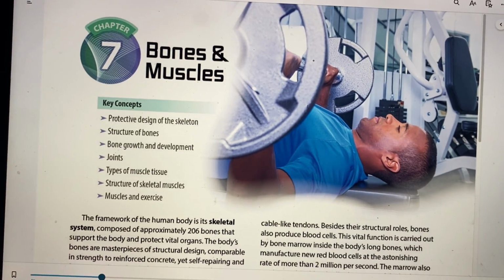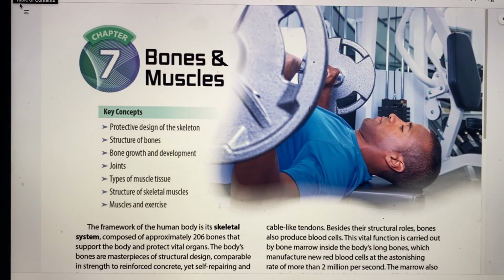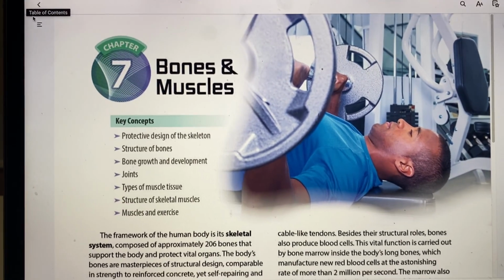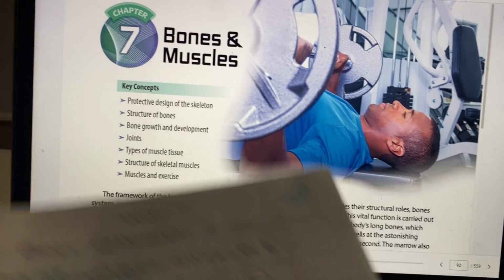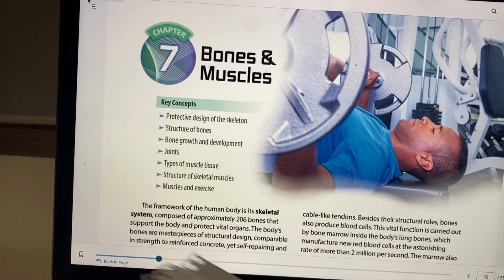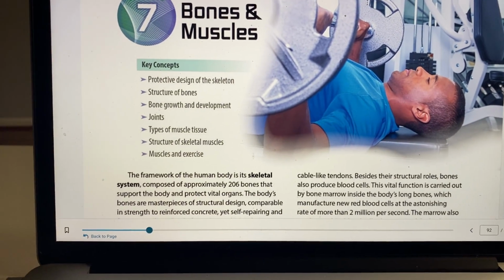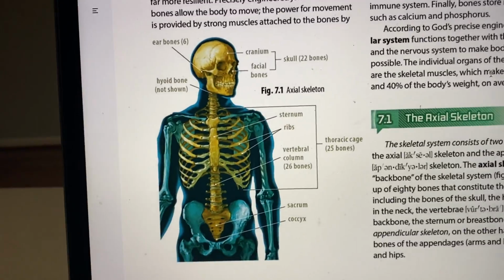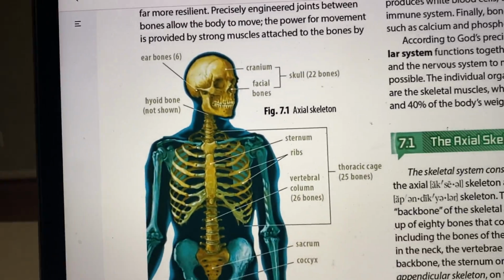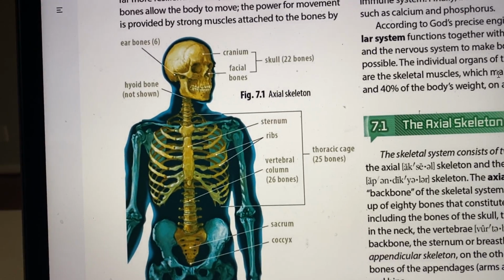So here we're talking about the skeleton. You see right there the skeletal muscles, and of course we have this picture of a guy lifting weights, which makes our bones and muscles stronger. So let's get going. Let me just focus on the skeleton right here. We're going to talk about the skeletal system.